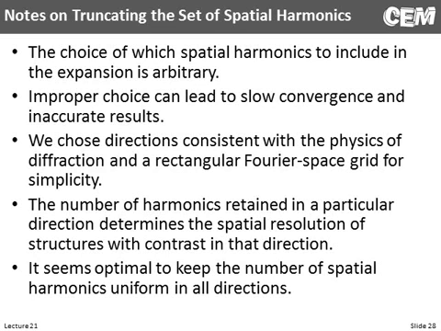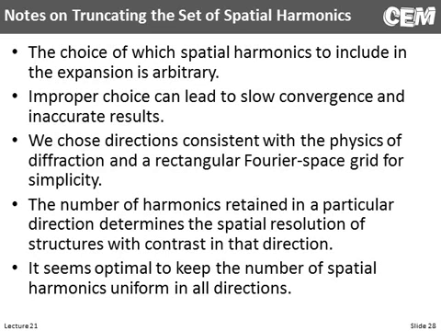The next note is the number of spatial harmonics that we retain in a particular direction tell us the resolution of features we can resolve in that direction. So for example, if in the x direction we set the number of spatial harmonics to 101, we're going to be able to resolve some pretty abrupt changes in the field, some pretty fine physical features in our device in that direction. If in the other direction we only chose 3, it will essentially blur our device in that direction. We're not going to be able to resolve very abruptly changing fields or very fine features in that direction.